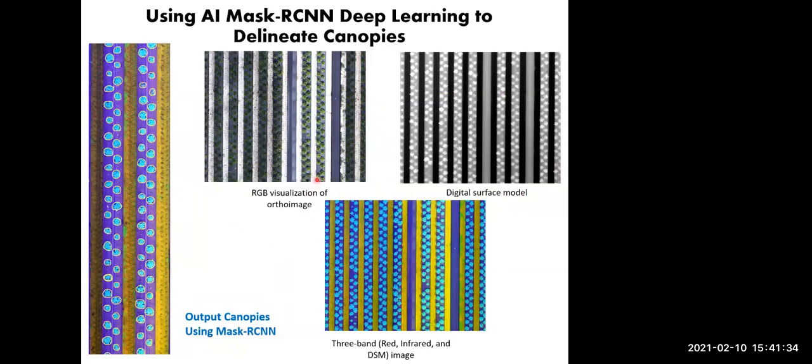These are the results using artificial intelligence to delineate the canopies. So we can see here all these canopies are delineated automatically. So we use the software, we train the models in order to produce this information.